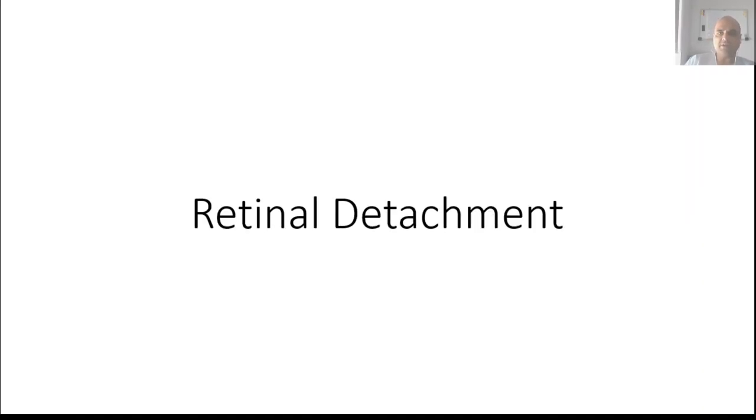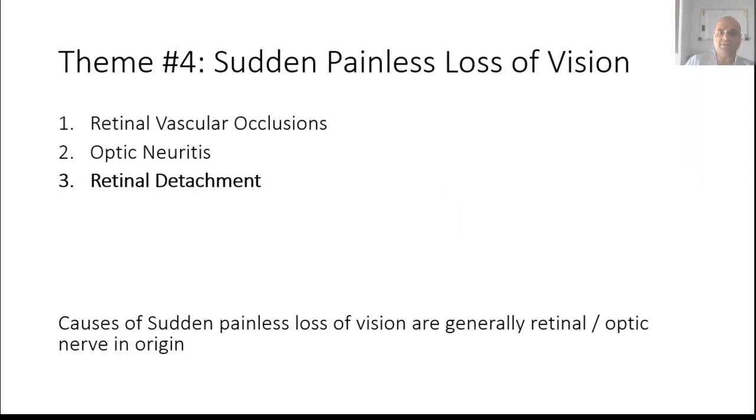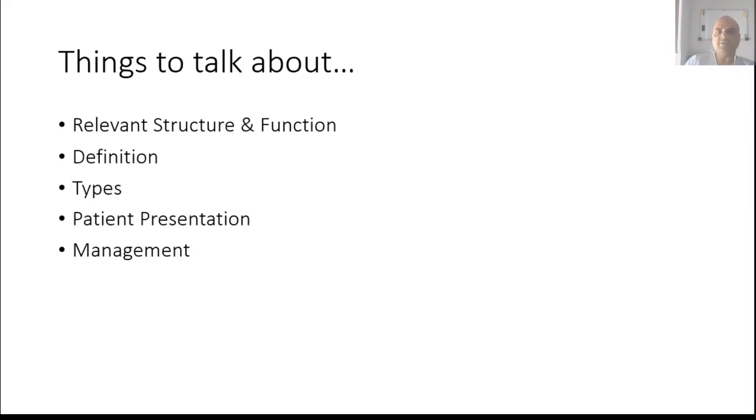Today we will be talking about retinal detachment, which is our final differential diagnosis in the theme of sudden and painless loss of vision. The things that we will talk about today are the structure and function of the relevant part of the eye, which is the retina, the definition of retinal detachment, types of retinal detachment, how these patients present, and an overview of management.